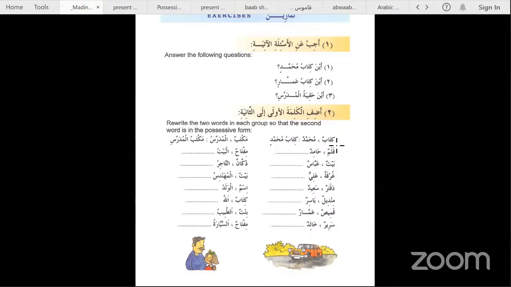كتاب محمد، كتاب محمد، مكتب المدرس، مكتب المدرس. So now what I want you to do is change the harakat and explain to me why you have changed the harakat. Okay. So حامد قلم. No, it's not Hamid belongs to the qalam. It's the pen belongs to Hamid.